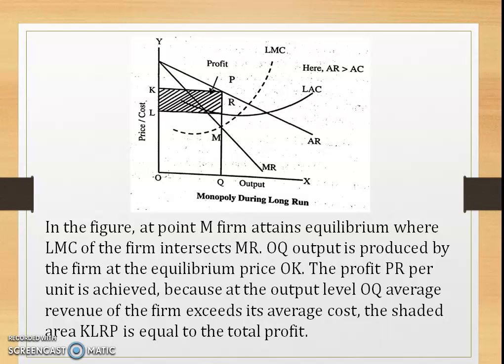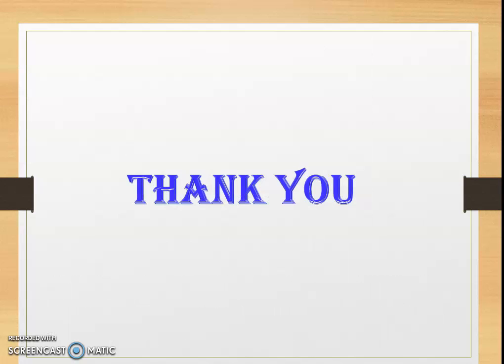So the monopolist will try to earn at least the normal profit and may earn supernormal profit due to the entry restrictions. As far as the monopoly is concerned, the firm which runs in the long run definitely achieves supernormal profit. Hope you have all understood the concept of monopoly under the long run.